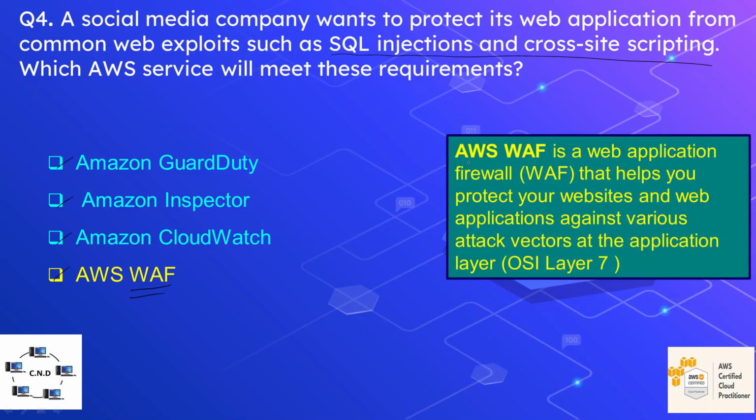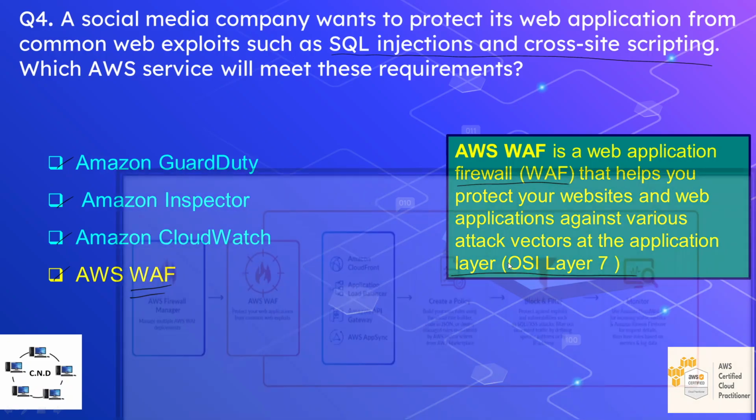Again, this is the overview or definition of WAF, that it is a web application firewall that helps you protect your website and web application against various attack vectors at the application layer, that is OSI layer 7.